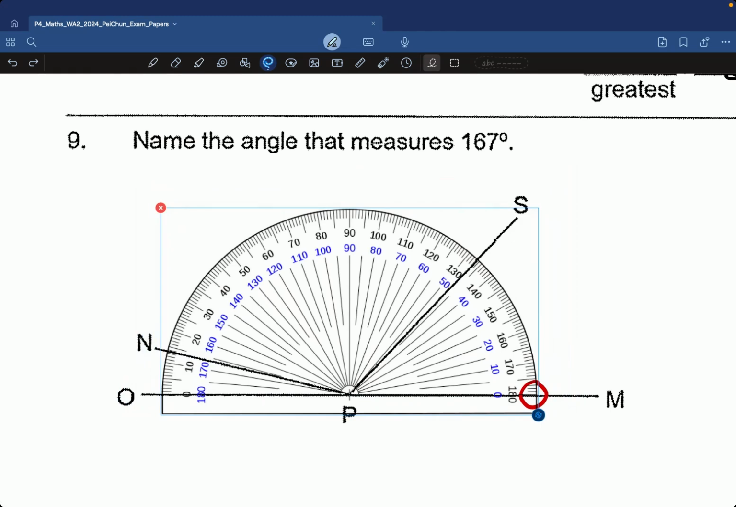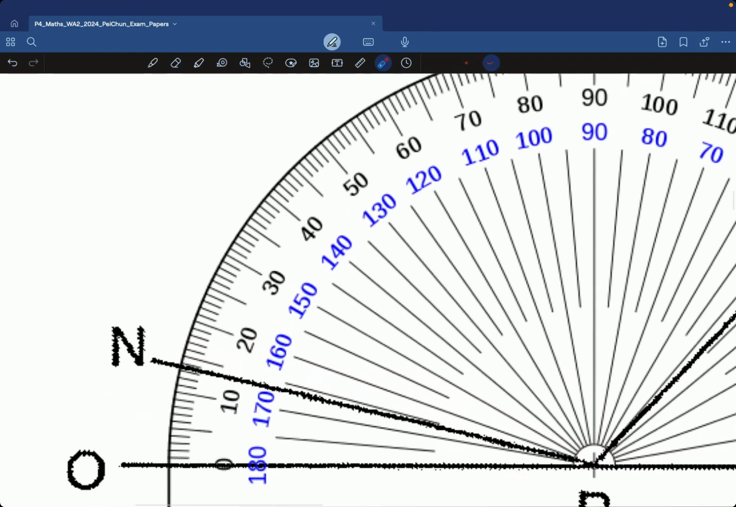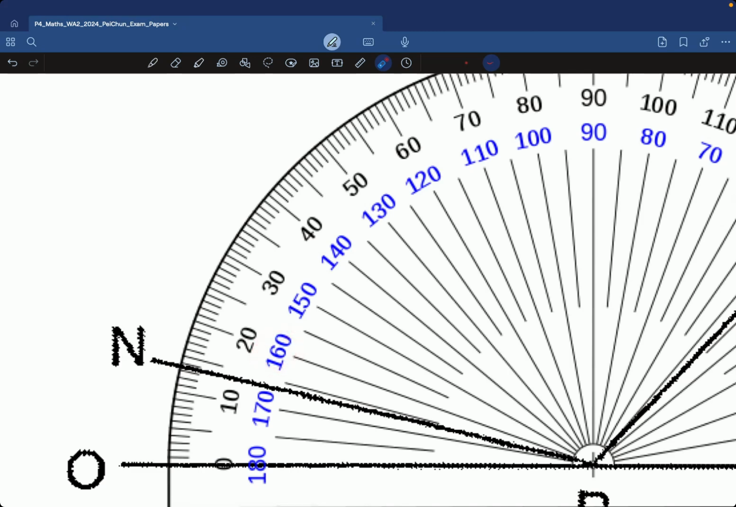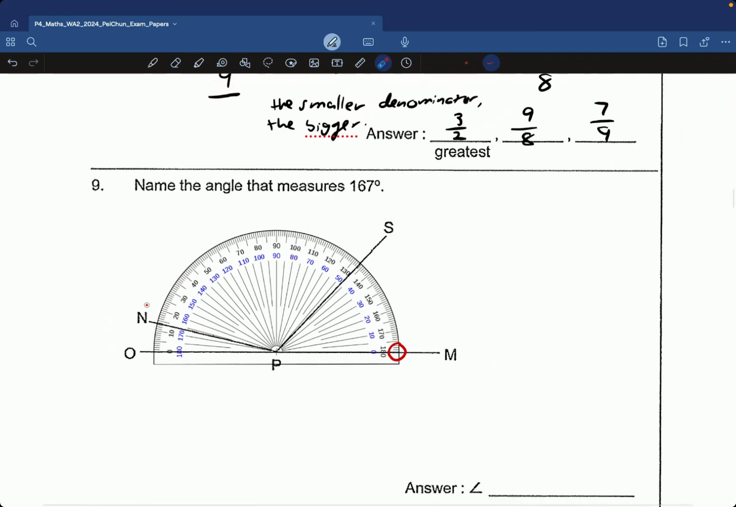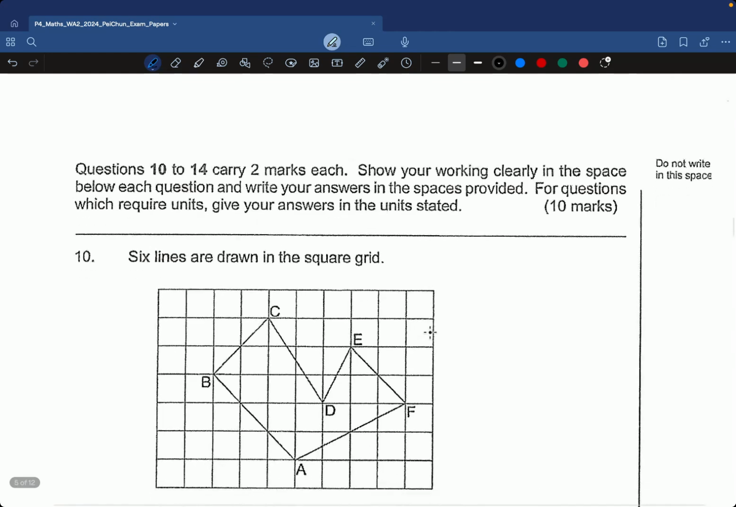Okay, so if you were to look at, for example, if you were to have 0, P, and S, you see that it is only 130, which is not 167. If you go from M to 0 is 180, right? Which is not what we want. But if we go to MPN, right? If we were to zoom it in, you can see that it's 160, and then you have 5, 6, and then roughly 7, right? So the answer is angle M, P, and N. Okay, so the answer is this over here. Okay, let's move on to the next question.